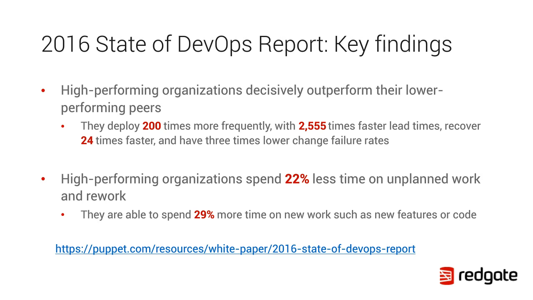If we look at some of the numbers on the screen here, those organizations that are performing well against their DevOps objectives are dramatically outperforming lower performing organizations. So 200 times more frequently, that's a massive amount of deployments.